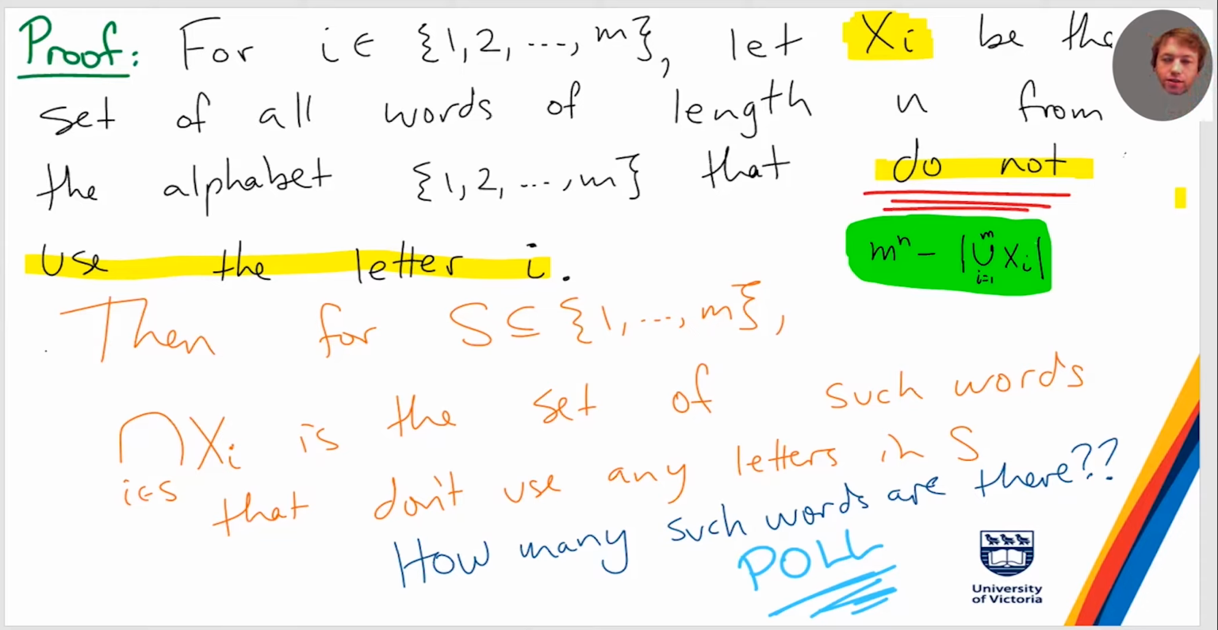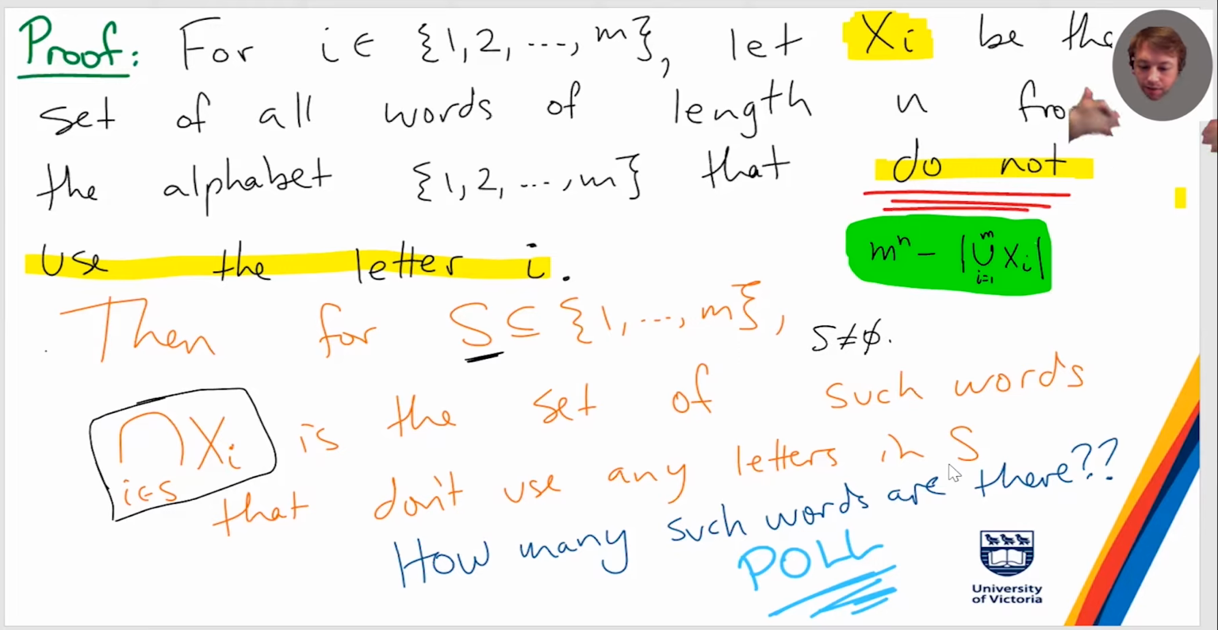And here's the thing. Let me pose a question for you. I take a set S, a subset of 1 up to m. Oh, and maybe I need to say that S is not the empty set. So if I look at the intersection of the x_i where i is in S, that counts the words that don't use any letter in S. And how many words are there? If you don't understand the rest of this intersection stuff, it doesn't matter. I fix a set S, and I want to know how many words don't use any letters from S. Is it clear what I'm saying here?